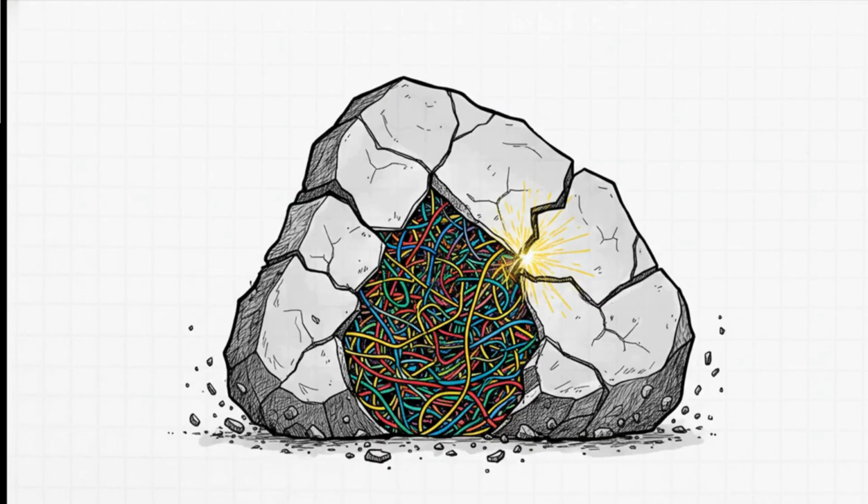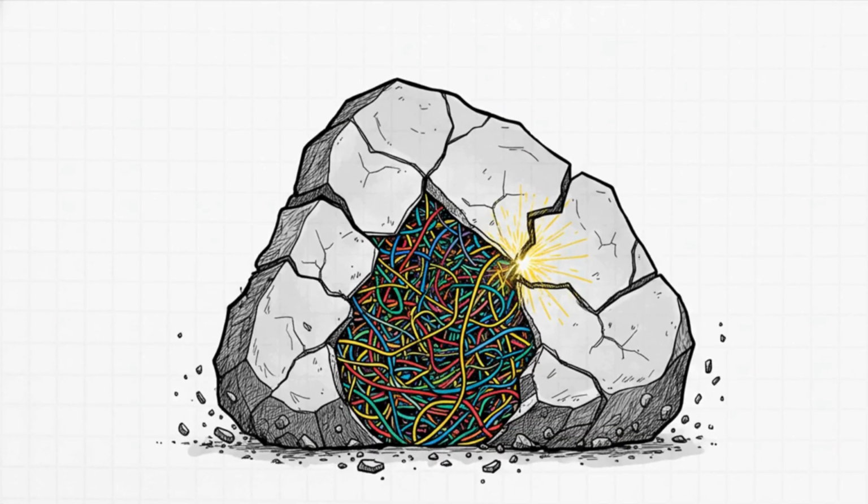Well, that giant, fragile rock, that's what we call a monolith. It's an application that's built as one single massive unit. All the pieces are so tightly tangled together that a failure in some obscure, tiny feature can bring the entire system crashing down. It's a really high-stakes, all-or-nothing game.